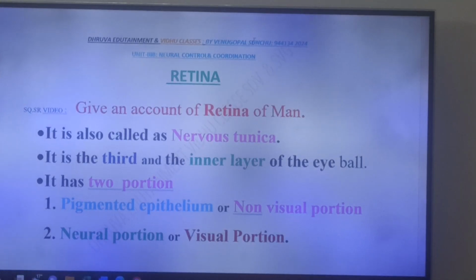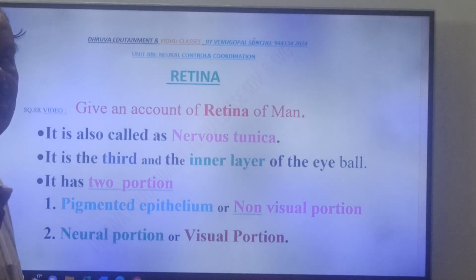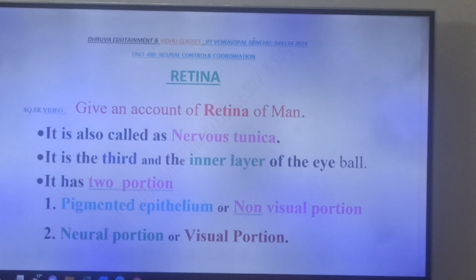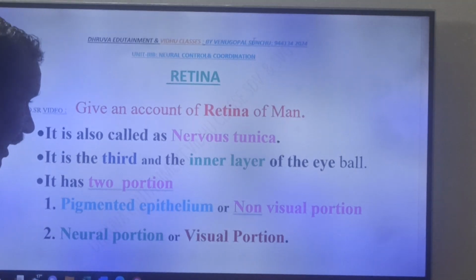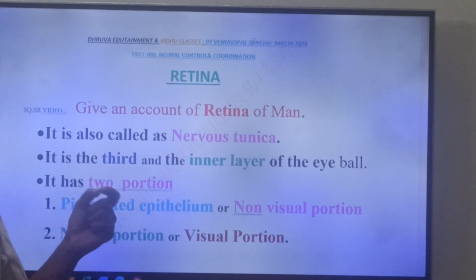Okay, friends. Now, this nervous tunica has two parts. Retina has two parts, friends. What are they? Number one, pigmented epithelium. It is also called the non-visual portion. Number two, neural portion, or visual portion. See, friends, once again, retina has two portions: pigmented epithelium or non-visual portion, and number two, neural portion or visual portion.